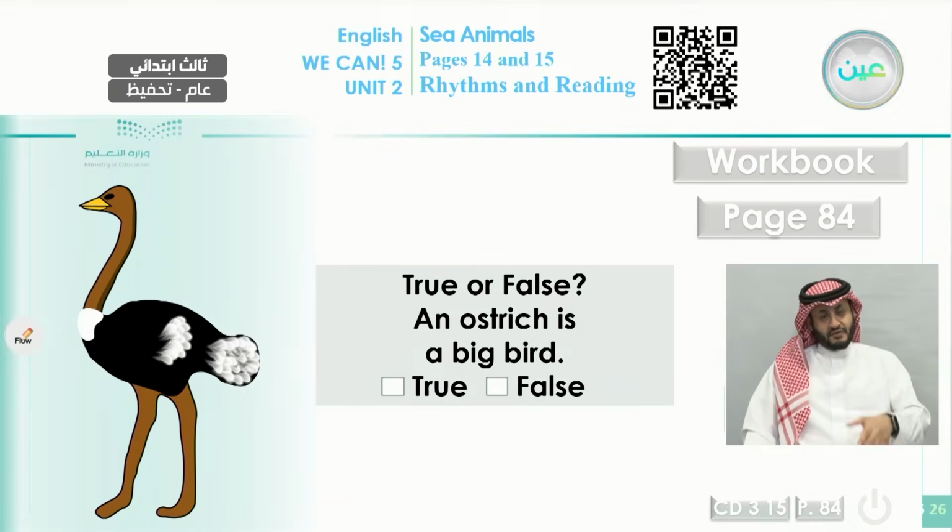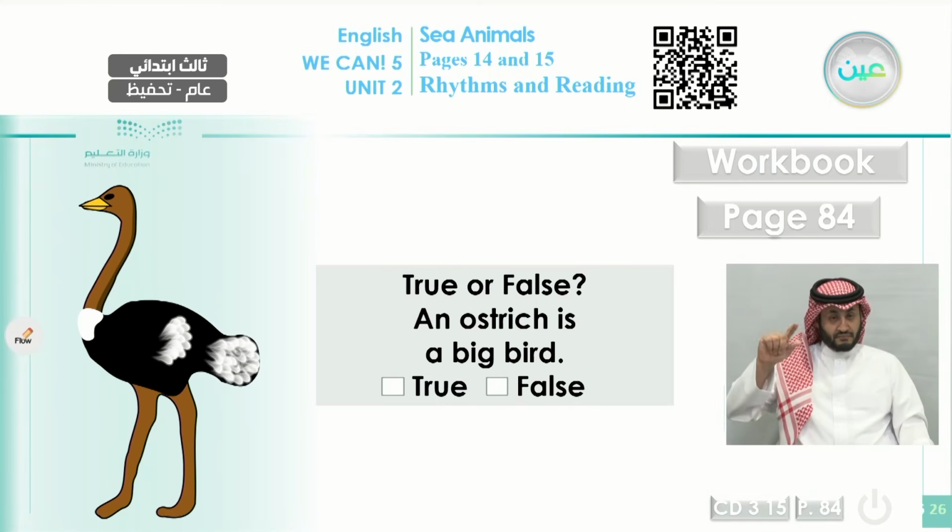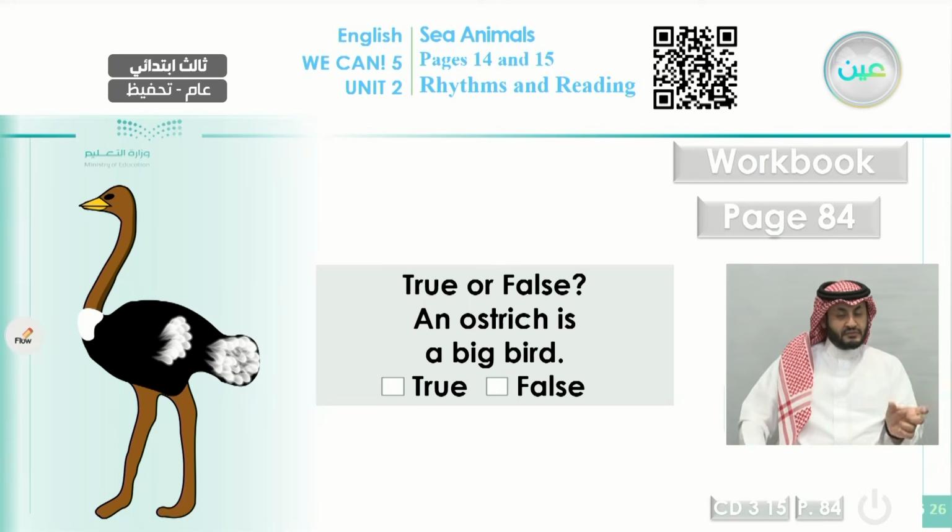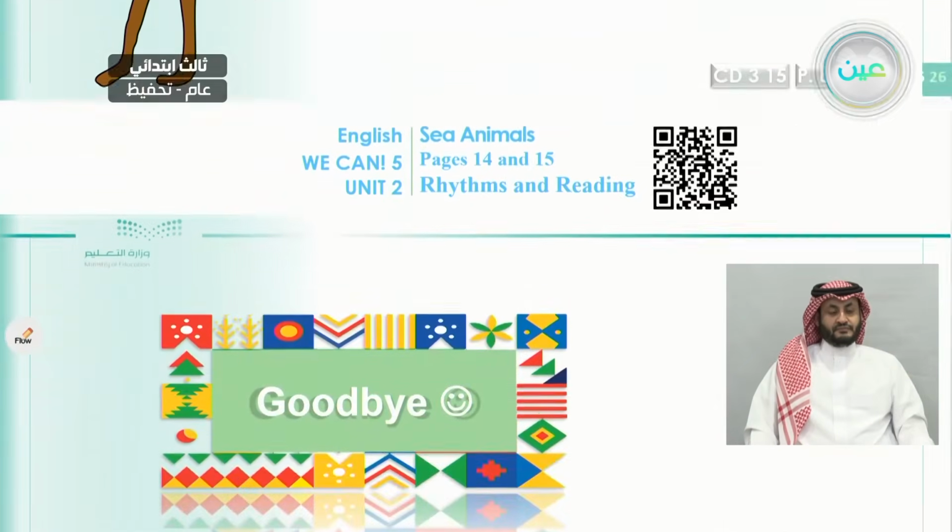Okay, there is a question here about this animal. What is this animal? We call it ostrich. Okay, true or false? An ostrich is a big bird. Do we consider ostrich as a bird or not? Okay, is this a true statement or a false statement? This is what you need to find out by yourself.